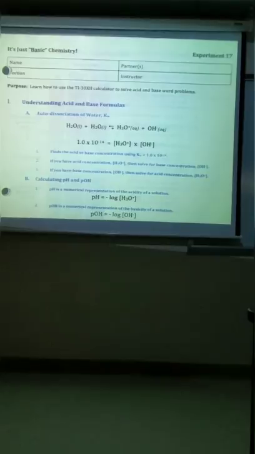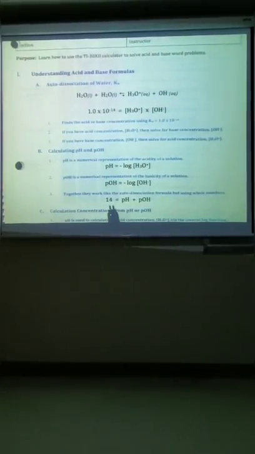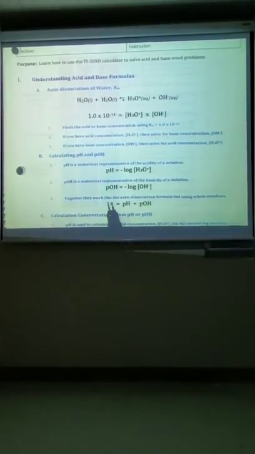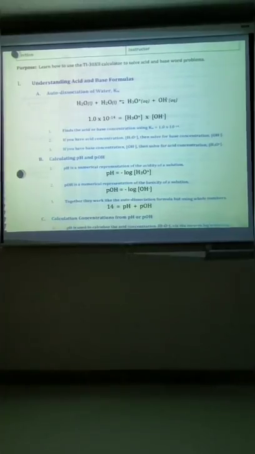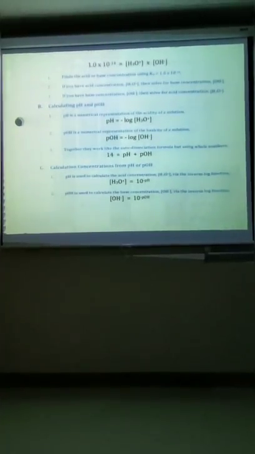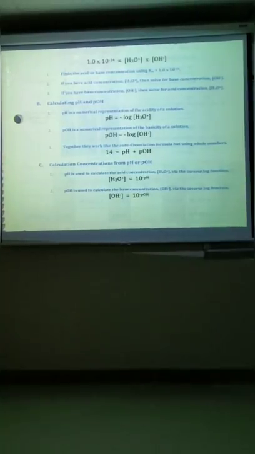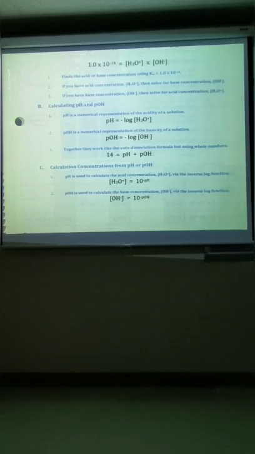Just know that just like Kw is 1 times 10 to the negative 14, pH and pOH, which is the variations of numerical values for those, is going to equal 14. So we can use all of these formulas here at the bottom in a chart to do some mathematical practice. And I'll also tell you how to use the specific TI-30X calculator from our syllabus.